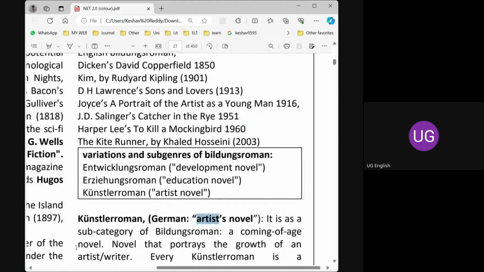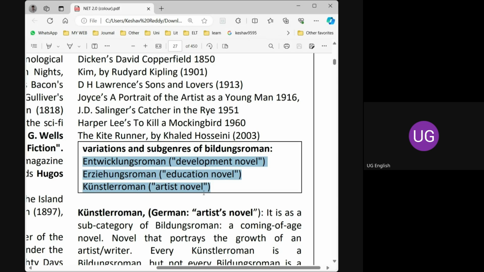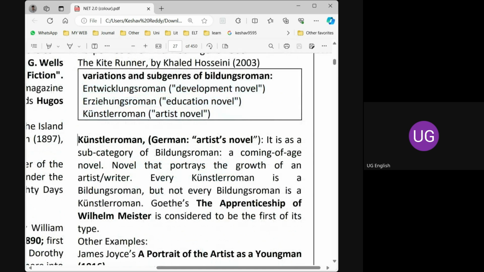And here there are other terms also, but these are not necessary. But just make a note of this. All these are German terms. Development novel, Bildungsroman; Erziehungsroman, educational novel; Kunstlerroman, artist novel. Just Kunstlerroman is very important. Just remember this term.